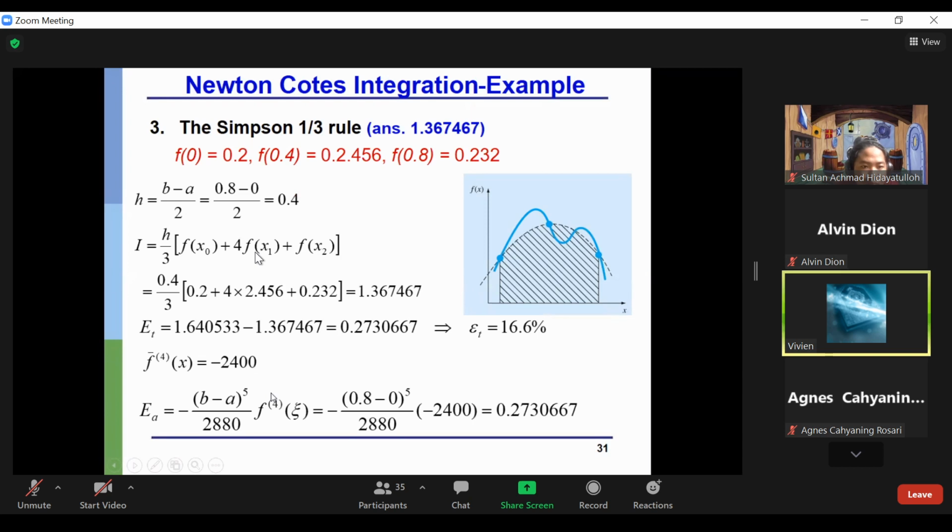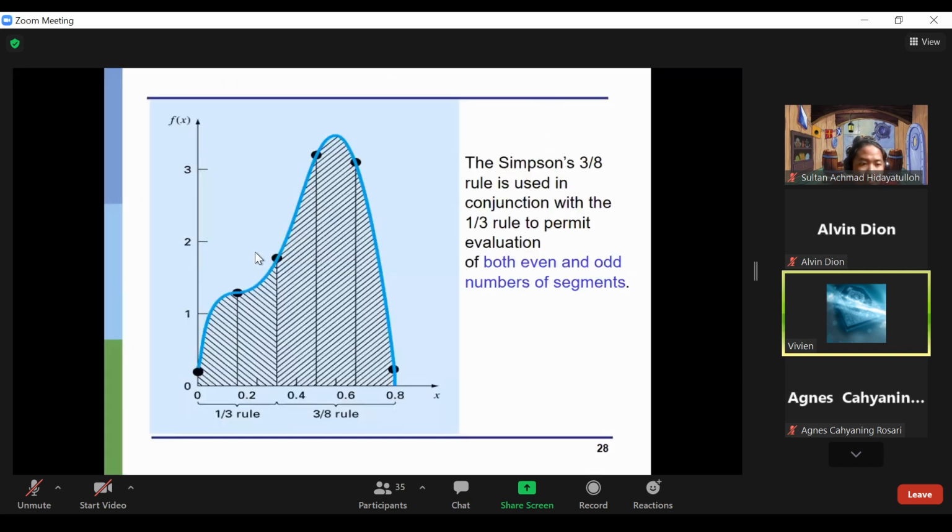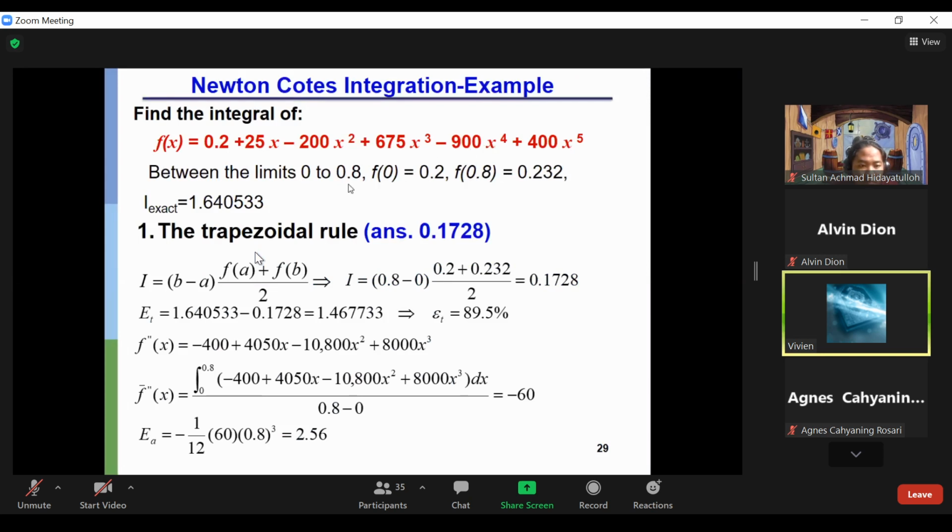Okay, so here to find the value of the fourth derivative, it means that we have to find the derivative of the equations, the fourth derivative of the equations. So if we look at here, we have these equations, so we can find the first derivative, that will be 25 minus 400. So I will try to write it down here.